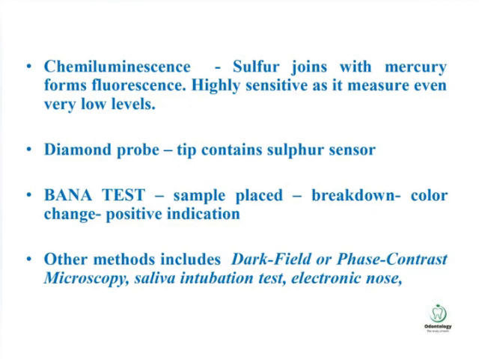In chemiluminescence, it has mercury, and the volatile sulfur compounds join with the mercury to form a fluorescence. It is highly sensitive because even a very small amount of sulfur will result in a positive indication. The BANA test is also the same thing: when the sample is placed, it will undergo breakdown and give a color change that indicates a positive test. Diamond probe is a probe in which the tip contains a sulfur sensor which identifies the volatile sulfur compounds in the oral cavity. It helps to identify the presence of halitosis in the oral cavity.